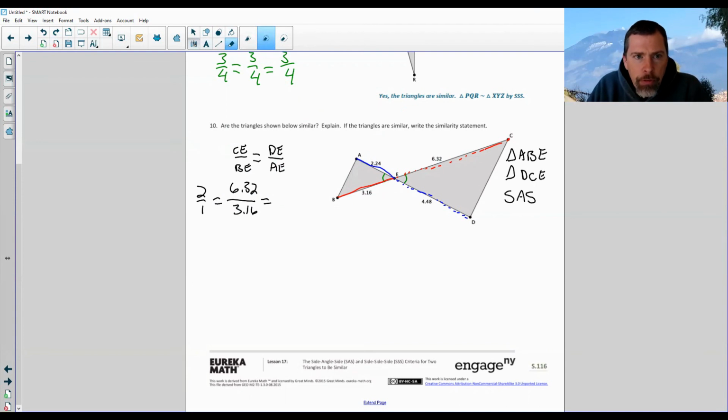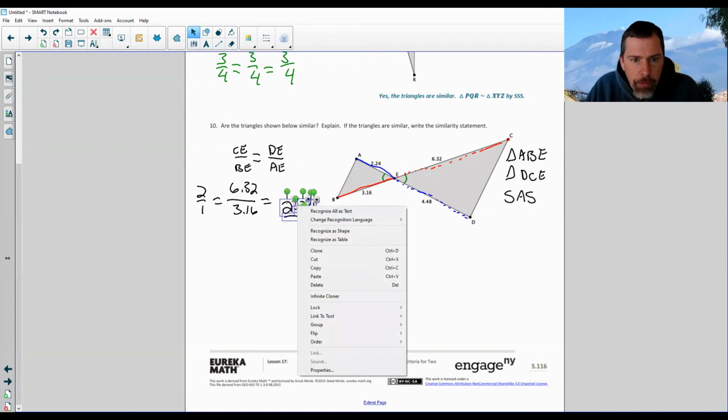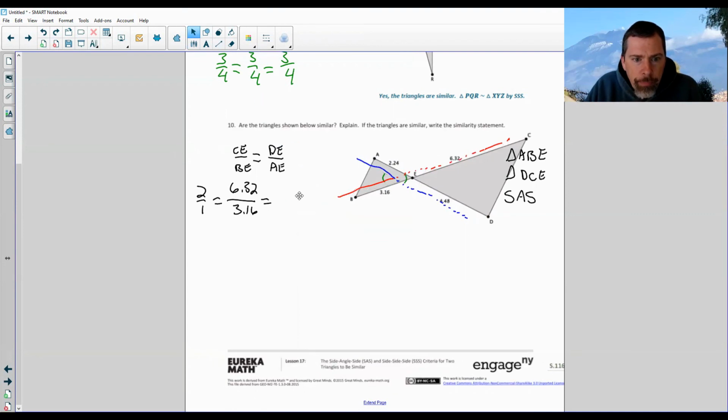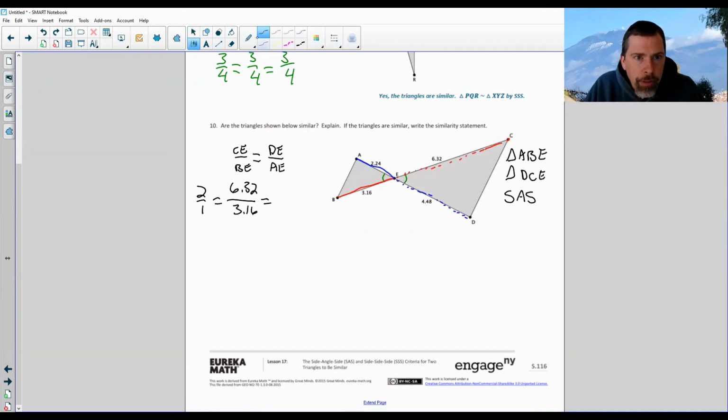AE 2.24. What in the world? Let's try that again. I have been really struggling today, and this is a long video, and that always tends to happen. So AE is 2.24, and DE is 4.48. Well, 2 times 2 is 4, 2 times 2 is 4, 4 times 2 is 8. That is also 2-to-1. They are equal.